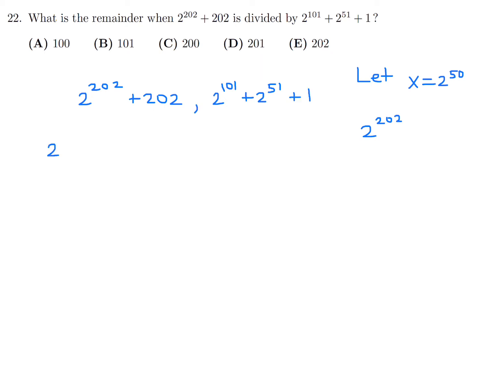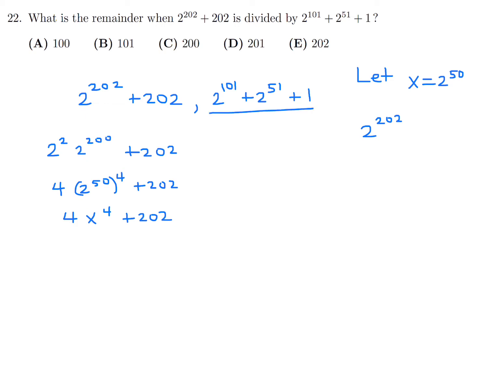This can be broken up into 2 to the power of 2 times 2 to the power of 200 plus 202. This is 4. 2 to the power of 200 would basically be 2 to the power of 50 to the power of 4 plus 202. So that would be 4x to the power of 4 plus 202.